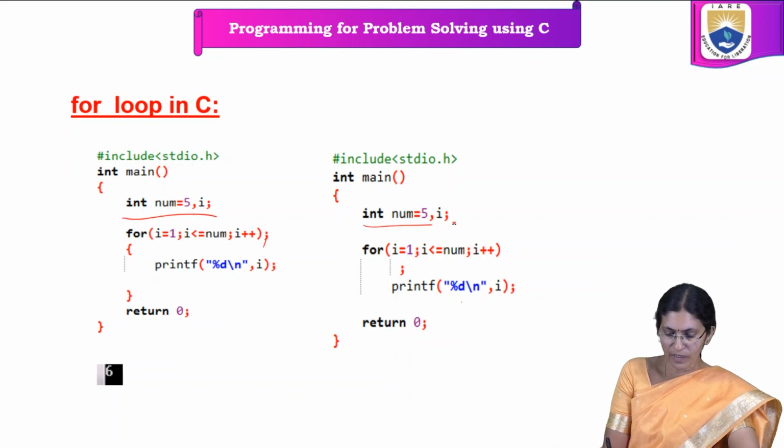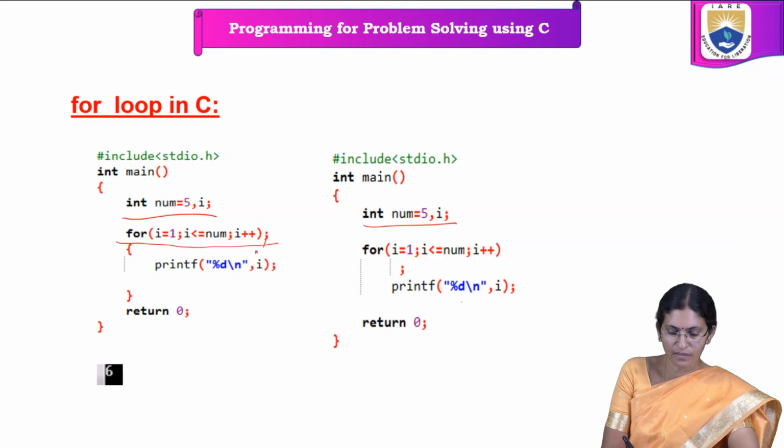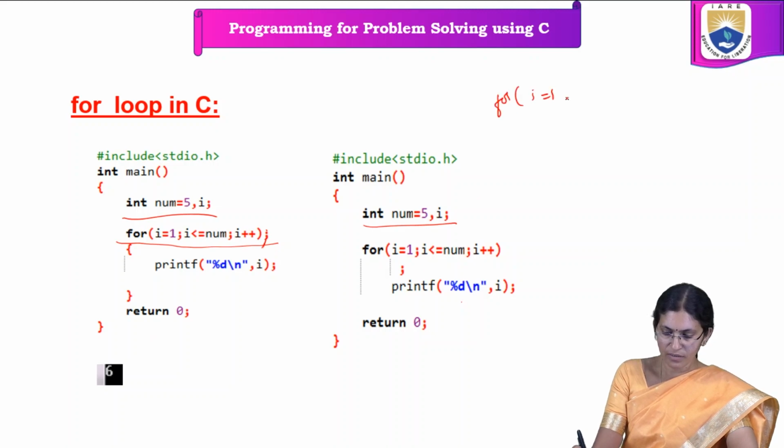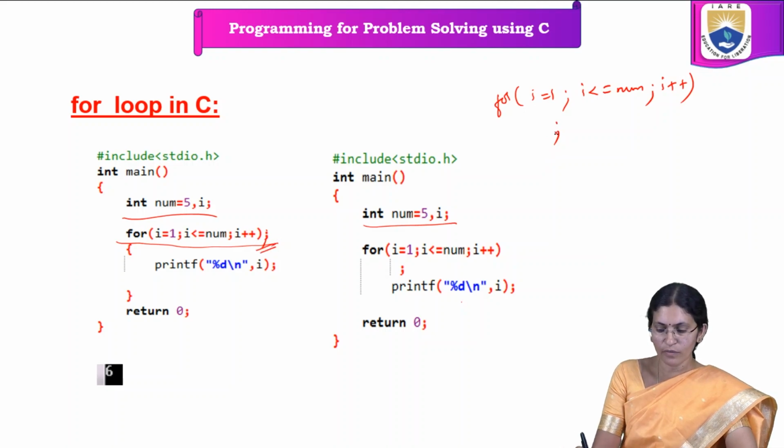This part will remain the same, but inside the for loop, if you place a semicolon at the end, this program is equivalent to this one. So if you put a semicolon at the end, that means the body of the loop is empty. This loop will repeat until the condition is satisfied, but nothing will be printed, as we don't have any statements in the body of the loop.